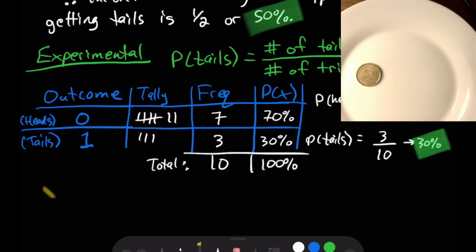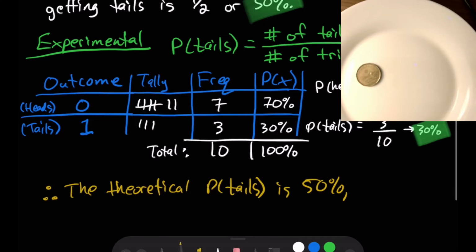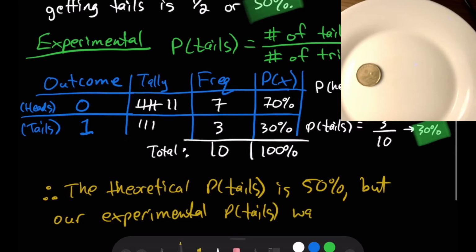So let's say, therefore, the experimental or the theoretical probability of tails is 50%, but our experimental probability of tails was only 30%.